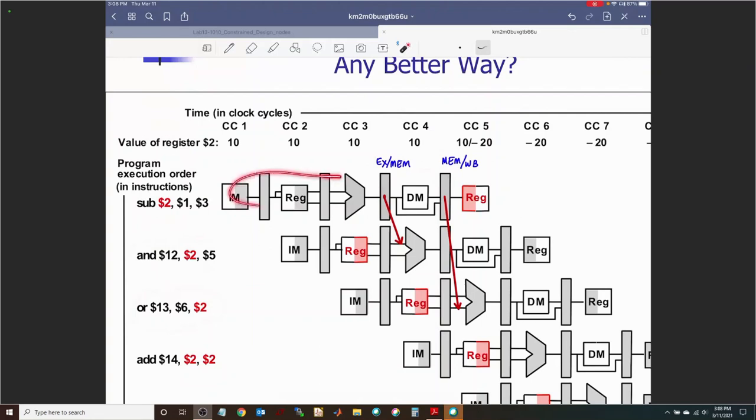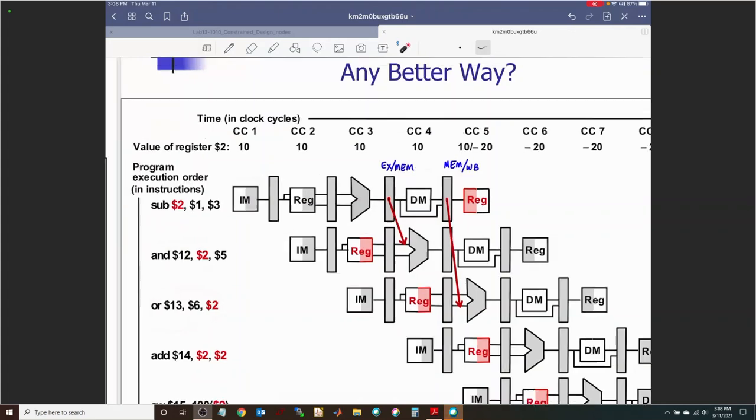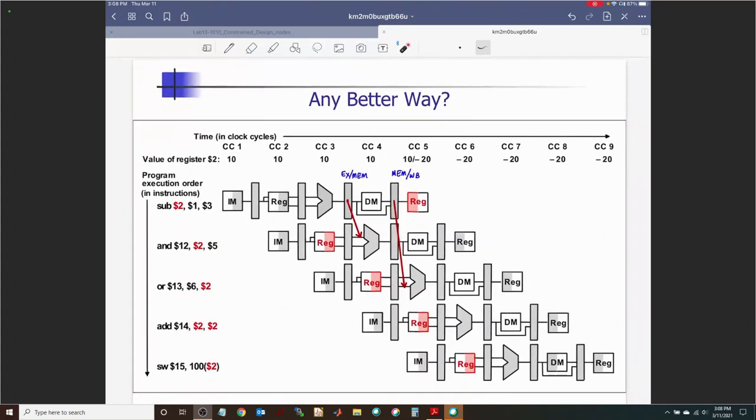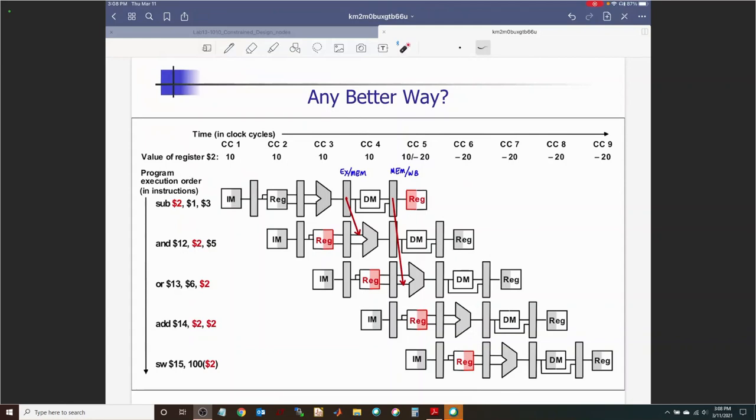The subtract instruction goes through, and the result is available here until it is written. So instead of forwarding from here to here, I can simply forward from here to here. Right, so that's your better way of register forwarding. I don't need to do that beyond it. Beyond that, I already have the new value.